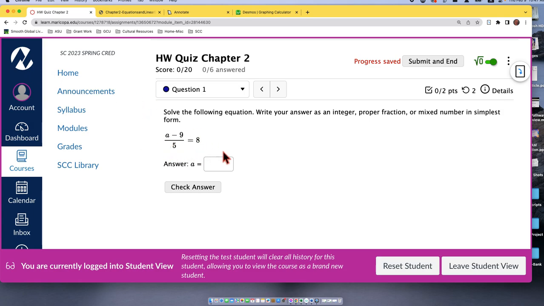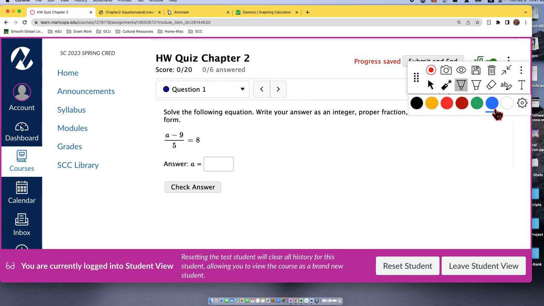Okay, so we've got this equation to solve. What should we do first? Any suggestions? Okay. Usually we would maybe think of adding the 9, but because it's in the fraction, thinking really we've got parentheses around this, right? Is that really what's happening? So if we multiply both sides by 5, then we're getting that gone. So the fraction's gone. We now have a minus 9. 8 times 5 is 40. Now what should we do? Add 9. And then add the 9.